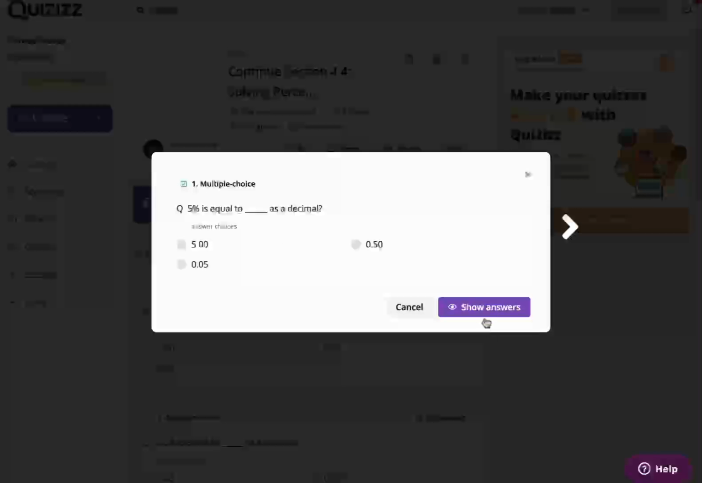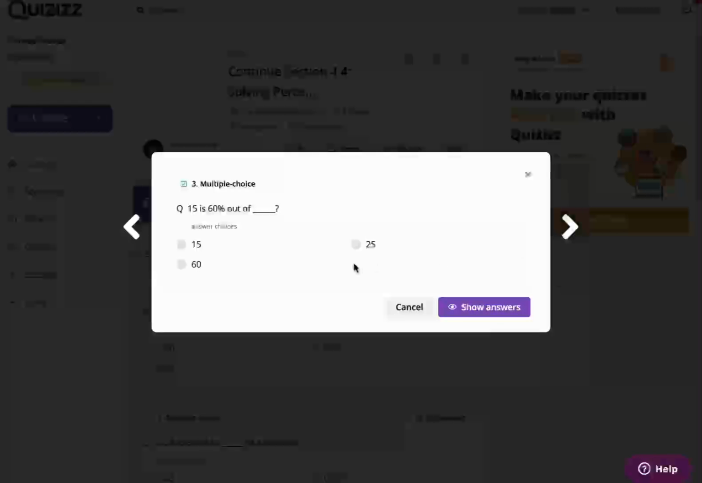5% as a decimal. Of course, we will remove the percent symbol and move the point to the left 2 digits, so it will be 0.05. Any problems? 125% as a decimal. Do the same, remove the percent sign and move the point to the left 2 digits. It will be 1.25. Any problems?